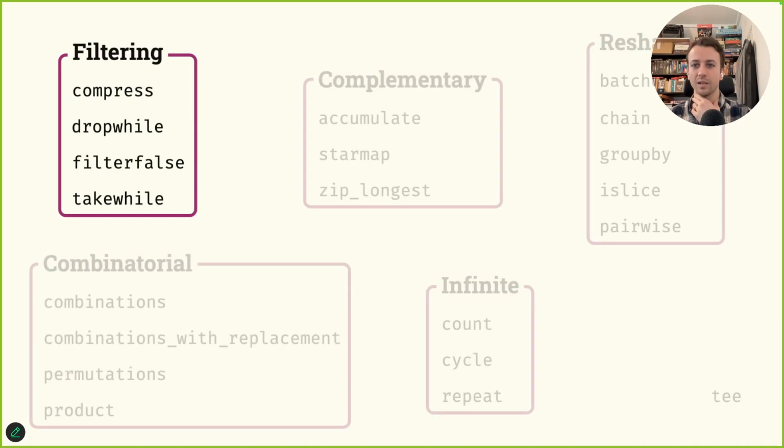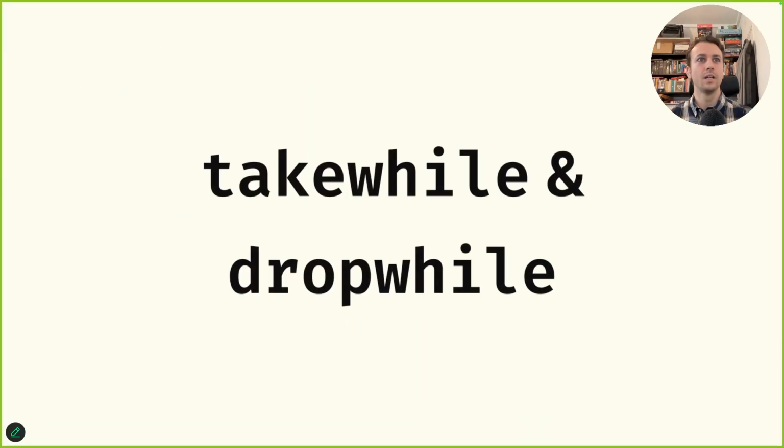Great. We took a look at a couple of reshaping itertools. Now let's take a look at the filtering ones. And hopefully you can already kind of guess what's going to happen. We're going to be filtering data. But don't worry, I'm going to spell it out for you folks. So there's takewhile and dropwhile.